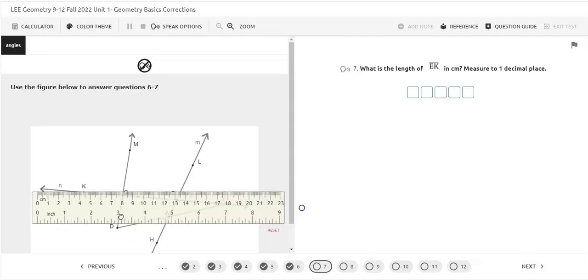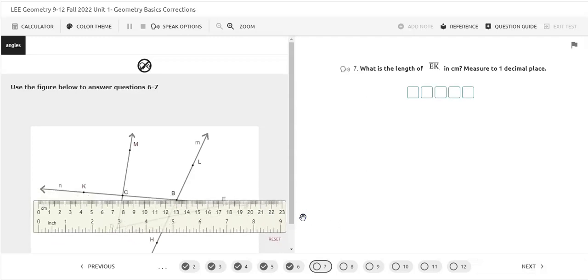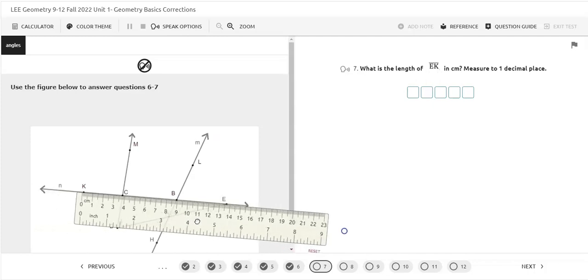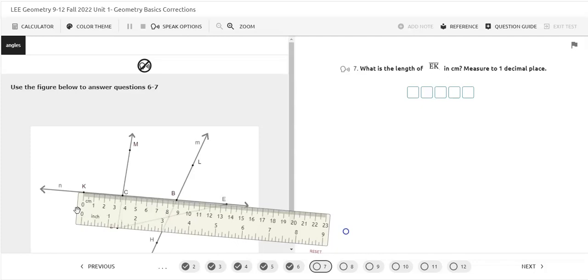All right, number 7, they wanted us to measure this in centimeters to the nearest 1 decimal place, and it was EK. So I'm actually going to put it on K and go to E. We put our 0 on the K, and it looks like we are going to approximately 13.5 centimeters according to this ruler. However, this is one question where I gave some slack, because the measurement on the paper copy versus the measurement on this copy was different. So I wanted to make sure everyone got credit if they were close enough.